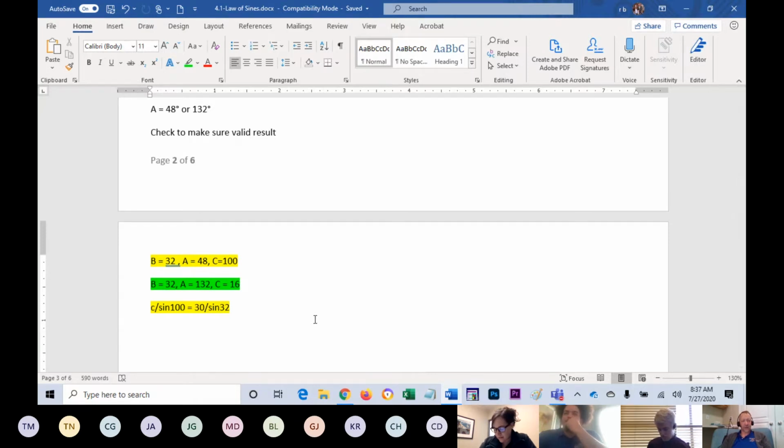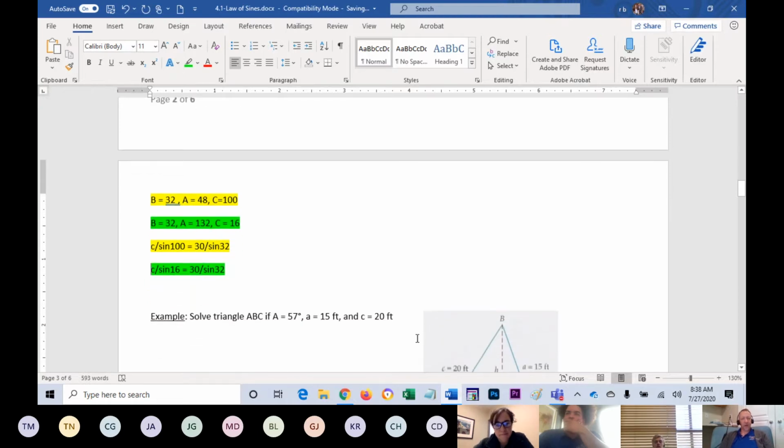So I just do the same. I start with the sine of c, so little c over sine of 100, and then I'd say, no, it's not the sine of 100 anymore, 16. My bad, 16. Equals, and then I would just do 30 over sine of 32. Perfect. And so that would be the green triangle. Okay.